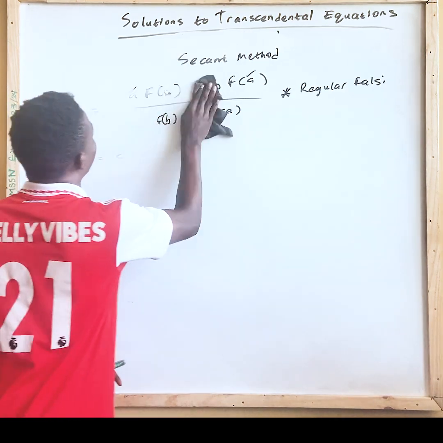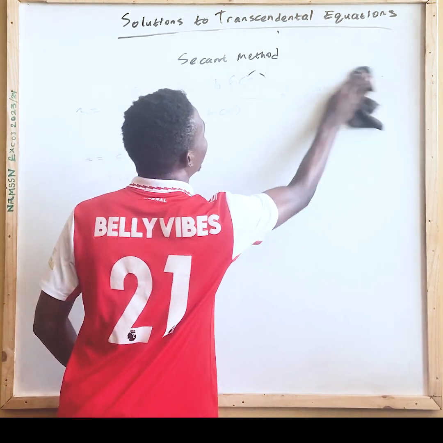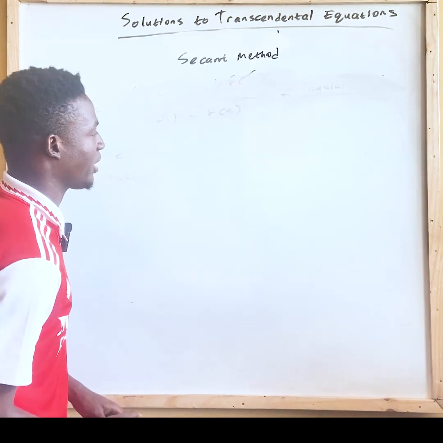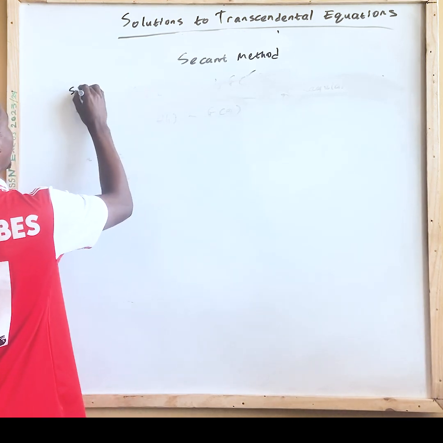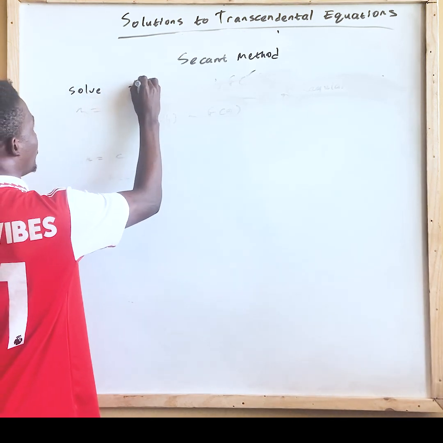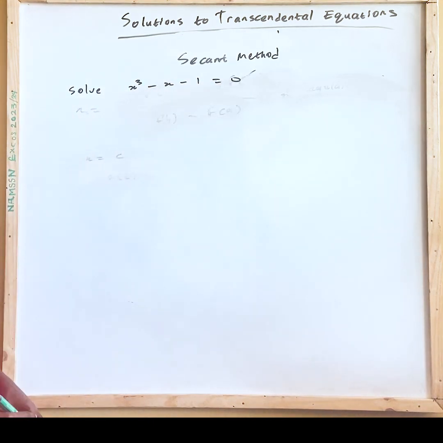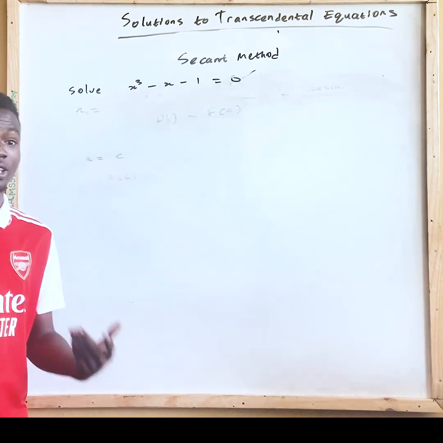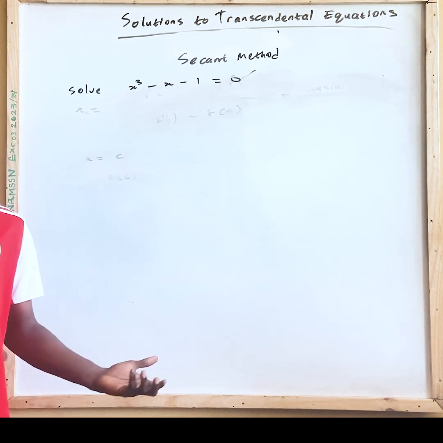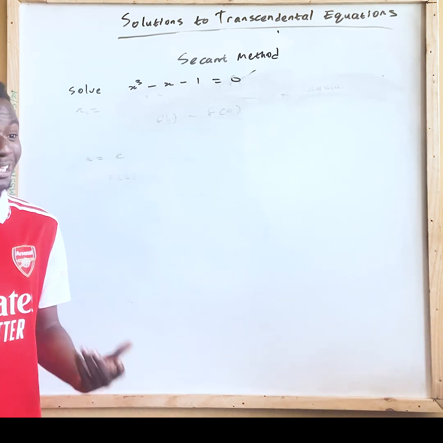The example is the first example, which is x cubed minus x minus 1 equals 0. So we have to solve x cubed minus x minus 1 equals 0 using the secant method. While solving this using the bisection method, we look for two intervals. You might ask, how do I know my two intervals? It's not hard. You use trial and error.